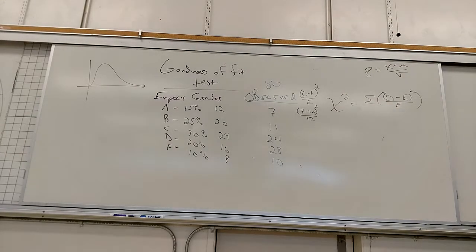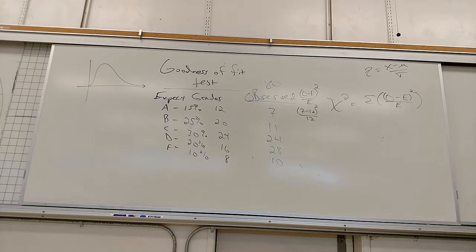Some of you might be doing this, you can use your calculator. So here's your expected: 12, 8. Here's your observed: 7, 11, 24, 28, 10.